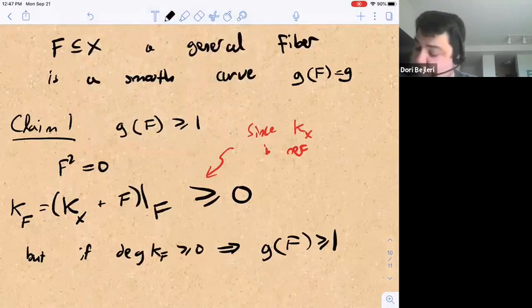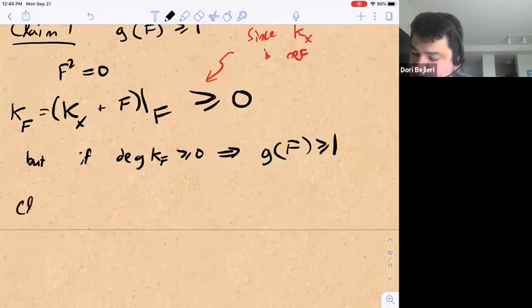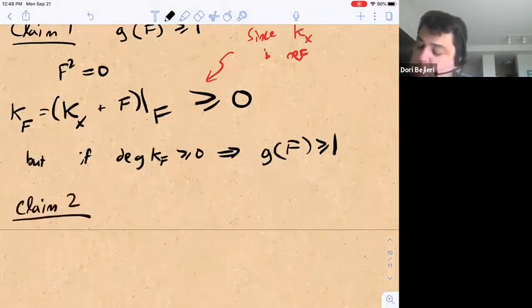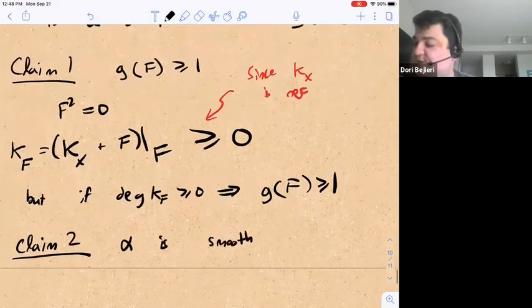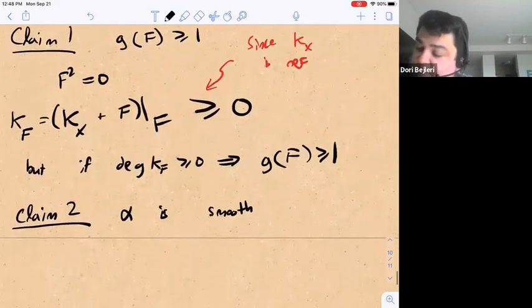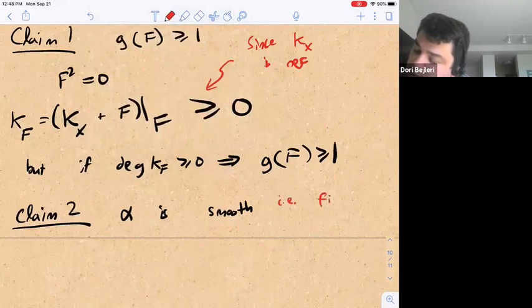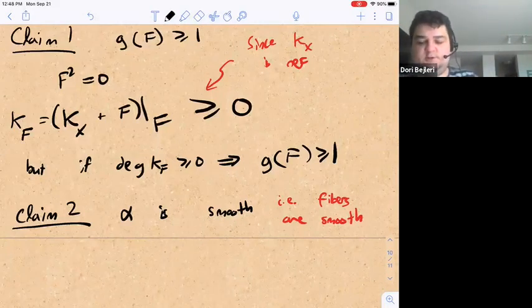Okay, so then a much more subtle claim is that alpha is a smooth morphism. Since we already know it's mapping onto a curve, and so it's flat, this is the same as saying that all the fibers are actually smooth curves. Okay, so this is a little more tricky.